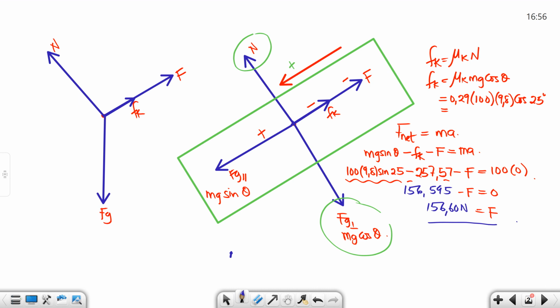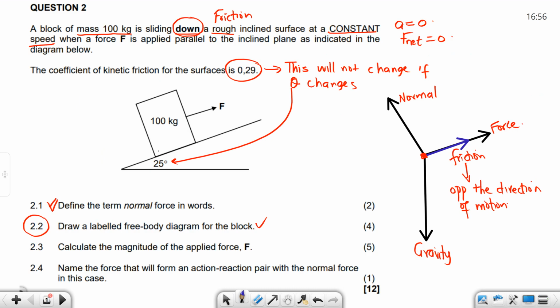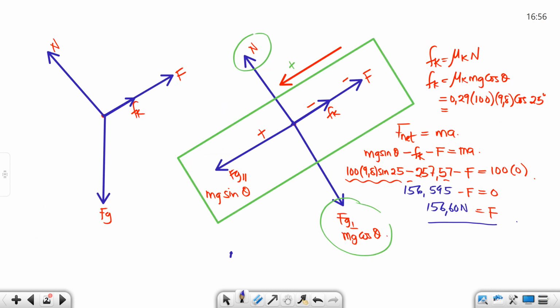Thank you, guys. Lovely. So please take note that the trick here was the free body diagram. Follow the definition. Friction is opposite the direction of what? Motion. All right, name the force that will form an action-reaction pair with a normal force in this case. I think that has already been answered. It is the perpendicular of the gravity. So it is FG perpendicular. Remember, action and reaction should act on the same object.